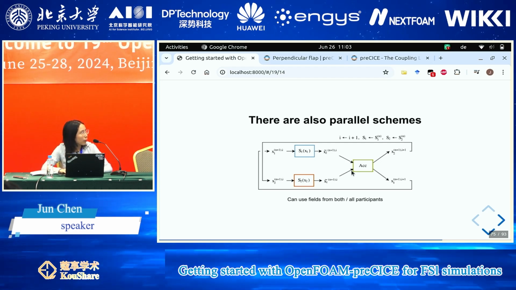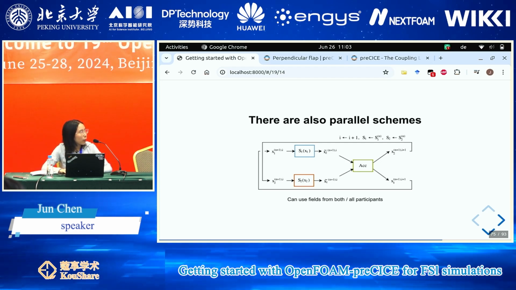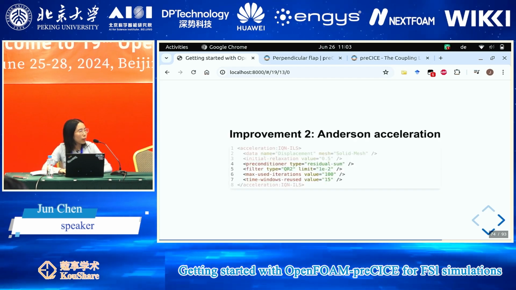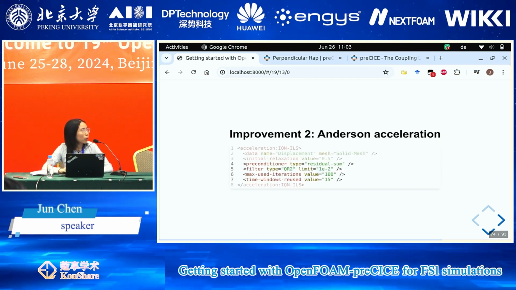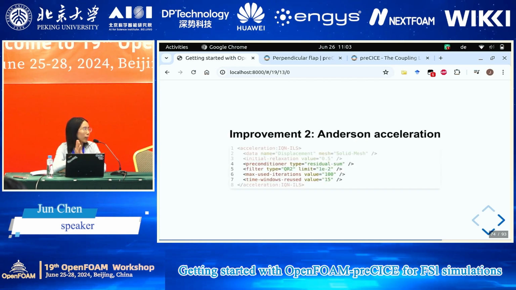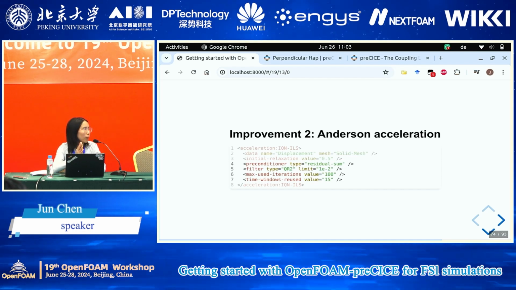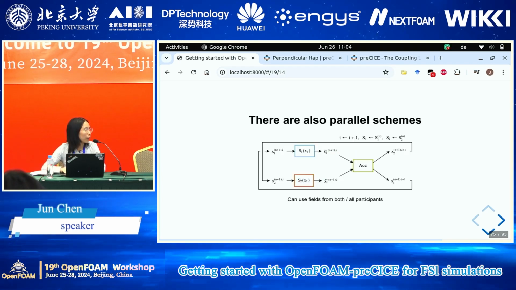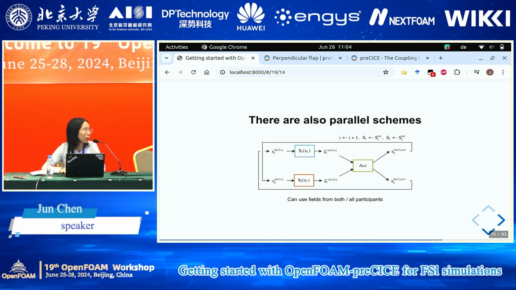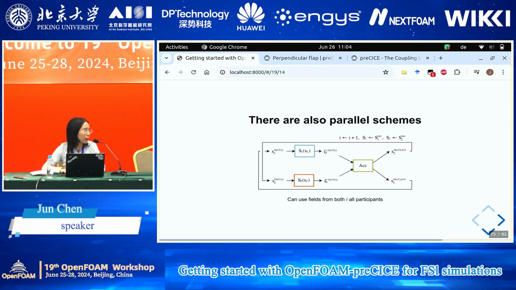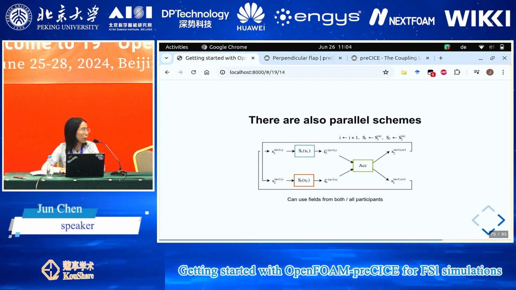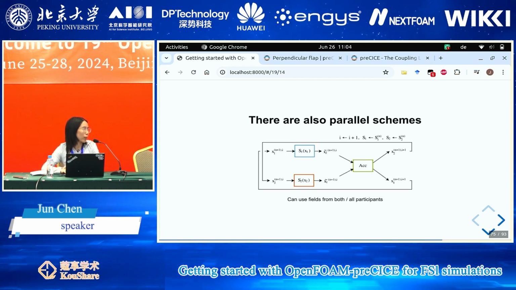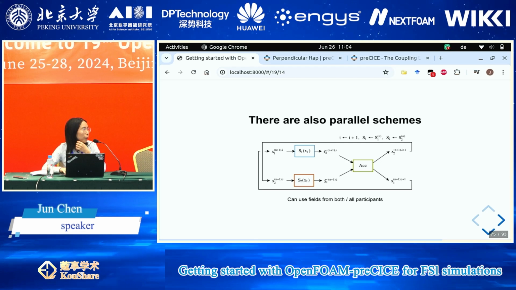Oh, there's one thing I forgot to say. That is where we do the acceleration. For serial coupling, we only post-process the data when we send it from the second participant to the first one. But for the parallel scheme, we will post-process all the data involved. That is both the data sent from the first one to the second one, and also in the reverse way.